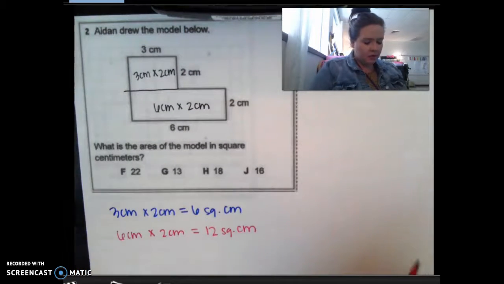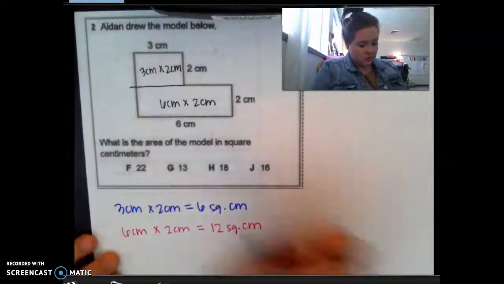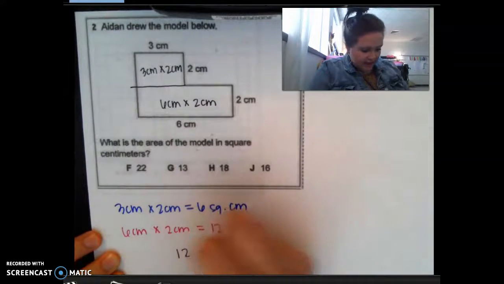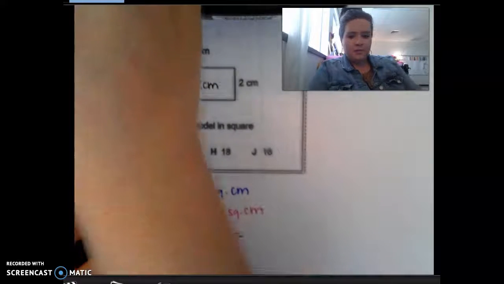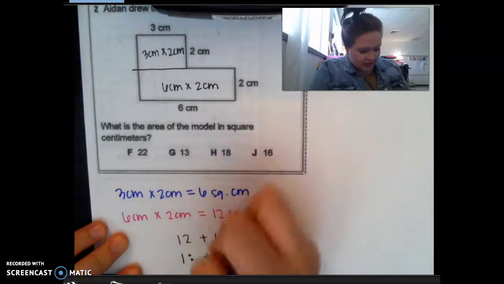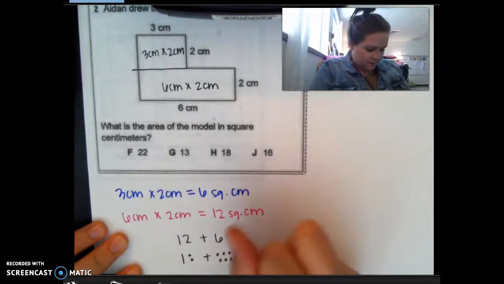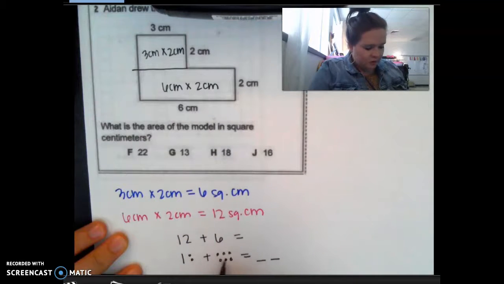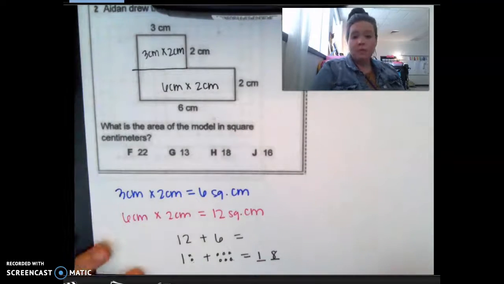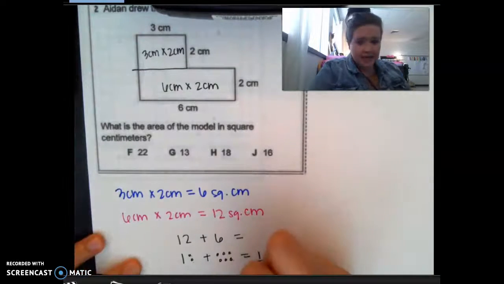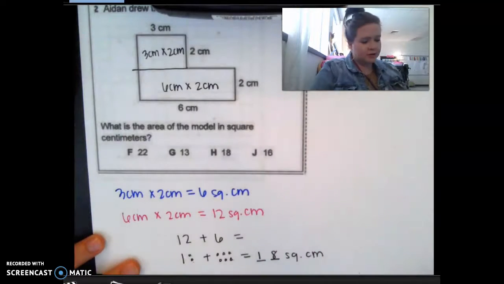Okay? And I'm going to do 12 plus 6 equals, and I'm going to do a 10 and 2 ones plus 6 ones. 1, 2, 3, 4, 5, 6 equals 1, 2, 3, 4, 5, 6, 7, 8, and 10, which is 18. So the answer here is 18 square centimeters. All right?